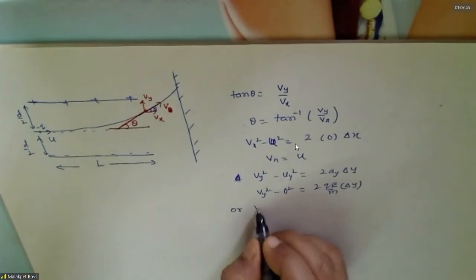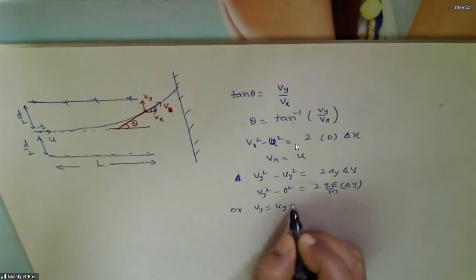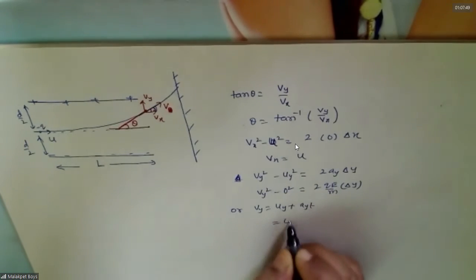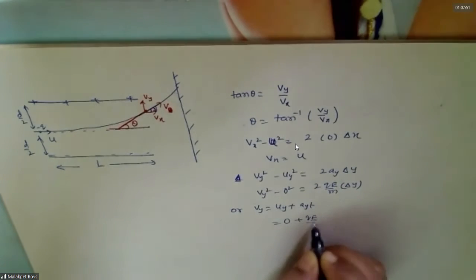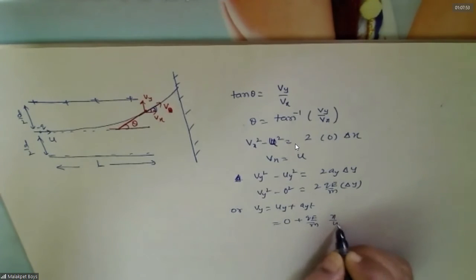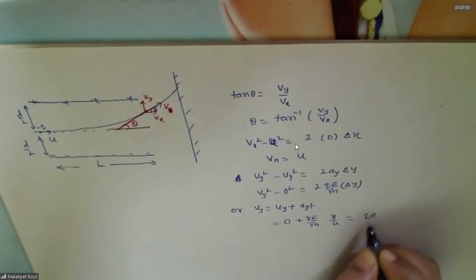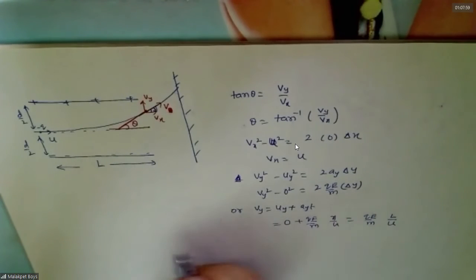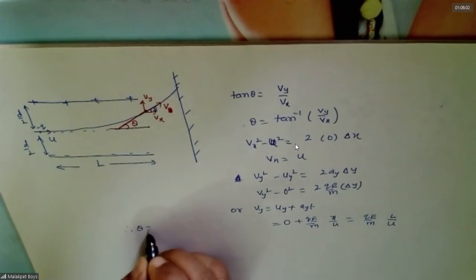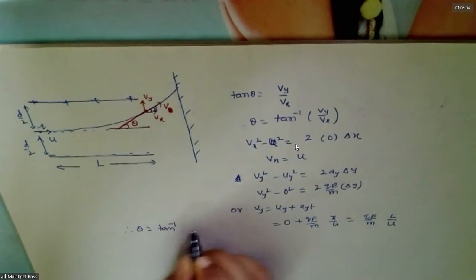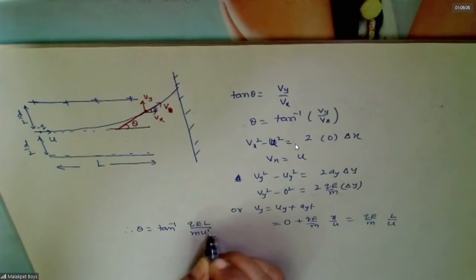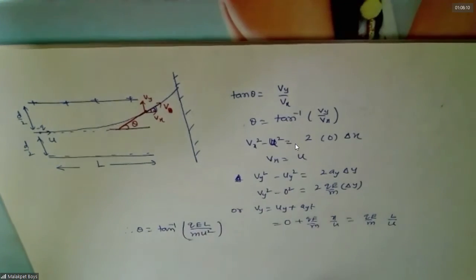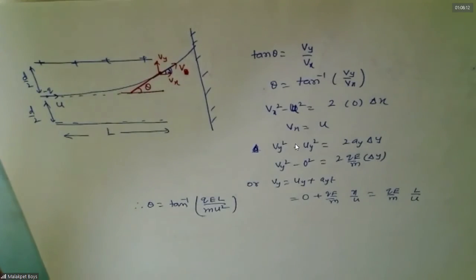You can use Vy equals Uy plus Ay t. This is 0 plus qE by m. T is nothing but x by u. When it comes here, what is x? It is L alone, no? Understood this? How to find? Yes. These are numericals you'll come across.